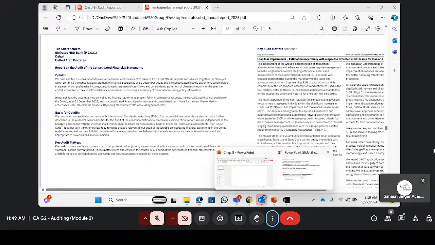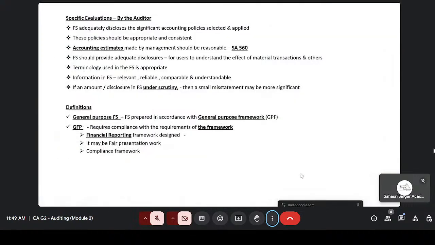Okay, let me go to my PowerPoint presentation and come back here. So in this specific evaluation, you have to ensure that the terminology used in the financial statements is appropriate, and that the information in the financial statements is relevant, reliable, comparable and understandable. Most important thing: if the amount of disclosure in the financial statements is under scrutiny, then a small misstatement also will be more significant. So you have to be more cautious. Specific evaluation has to be taken care of on all these points. There could be a 2 mark question also, so be very cautious on this.